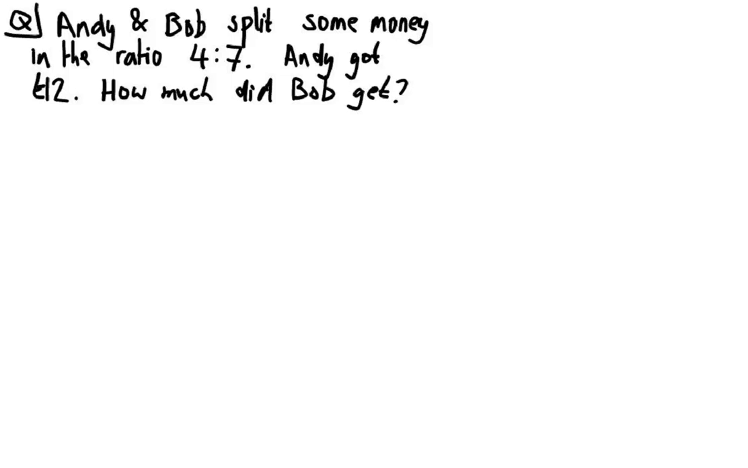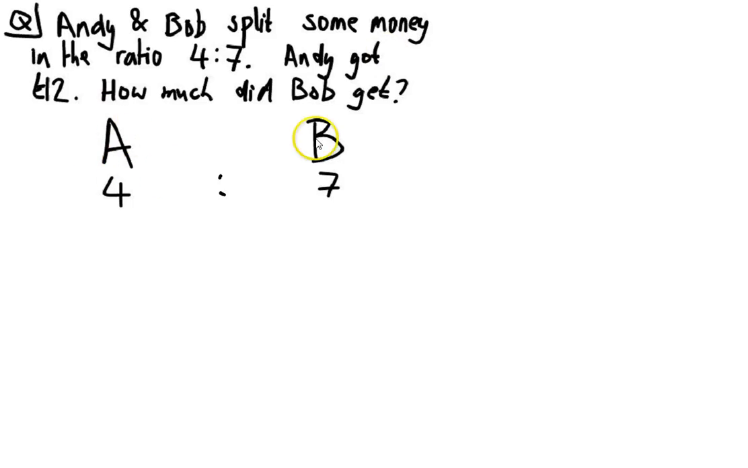You do it exactly the same as before. Now, in worded questions like this, who you're splitting it between is always in the same order as the ratio you're given. So Andy, in this case, would get 4 parts. Bob would get 7 parts. So I'm just going to call Andy and Bob A and B for ease here. So that's A, and over here would be B. Okay, and they're splitting that in the ratio 4 to 7.